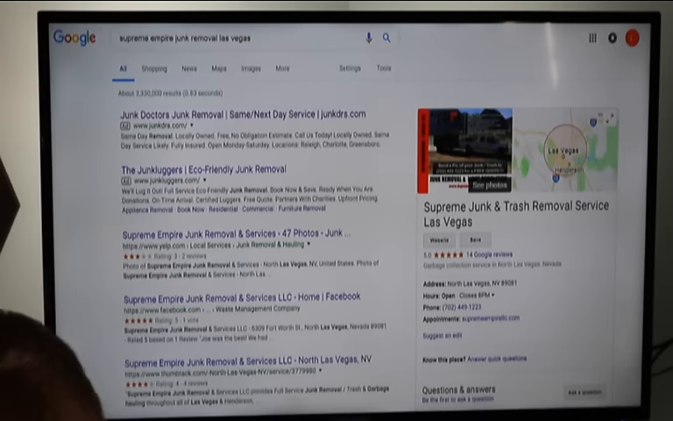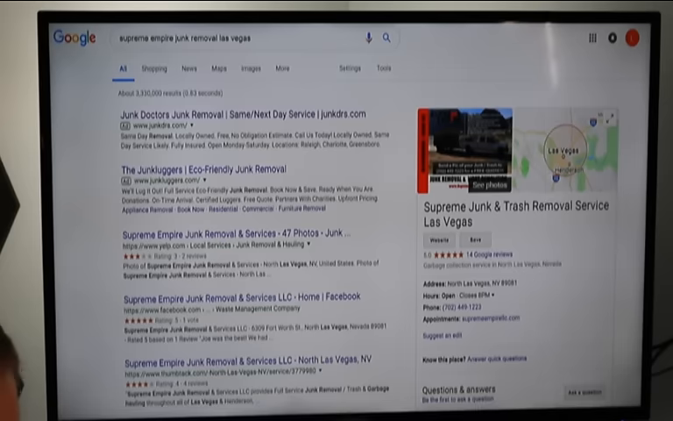Let's type in Las Vegas. Las Vegas. There we are. Good reviews there, Supreme. That's great. That's going to help you out. Better picture than the last one. It's got your truck in it. It's better than just a pile of stuff.